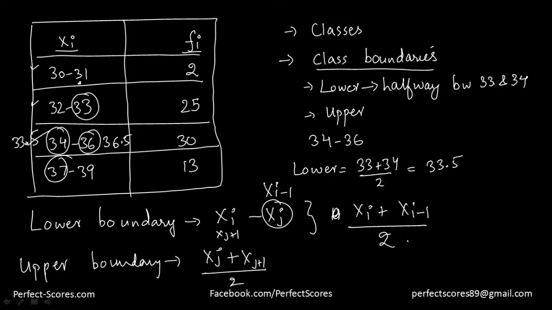So the upper boundary here is going to be equal to 31 plus 32 divided by 2, which is 31.5.